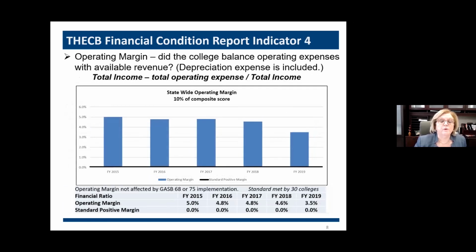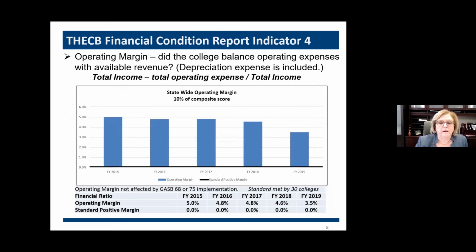And then indicator 4, which is the last one that's used to average in for the composite score, is the operating margin. It's a similar question. Did the college balance operating expenses with available revenue? And depreciation expense, although it's not a cash expense, is included in this calculation. And this accounts for 10% of the composite score.